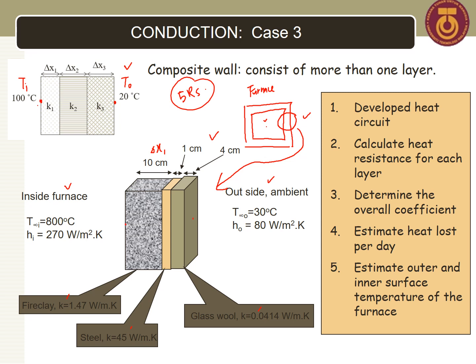Okay, so the temperature on the surface here is lower as compared to the temperature here, the T infinity in. And the temperature on the surface here will be higher as compared to the outside ambient temperature. Otherwise, there will not be heat transfer. If they are in equilibrium, there will not be any heat transfer, right?